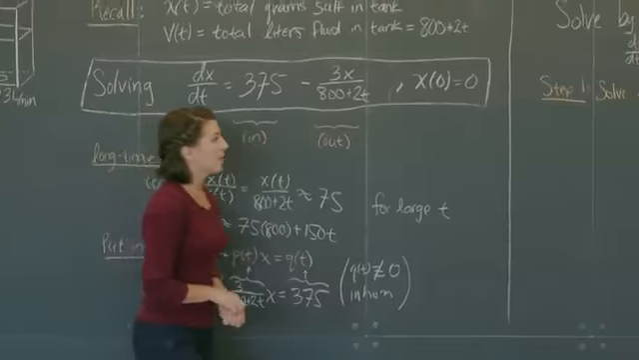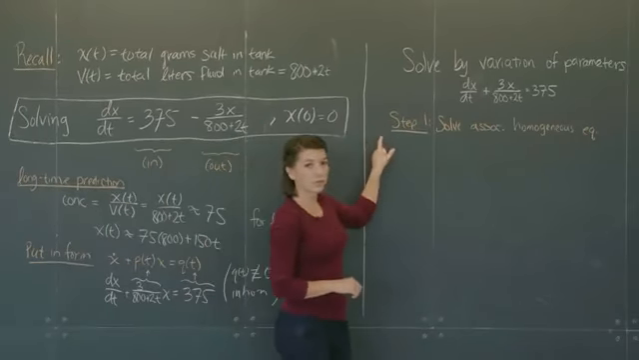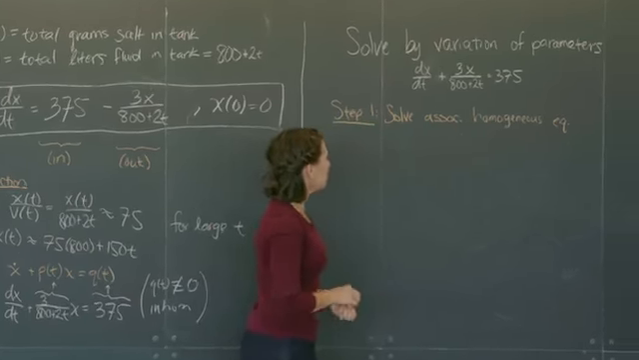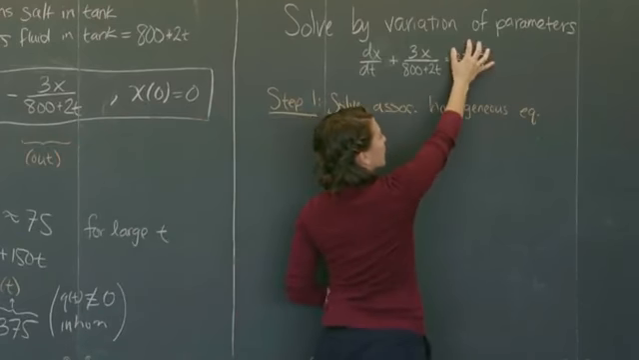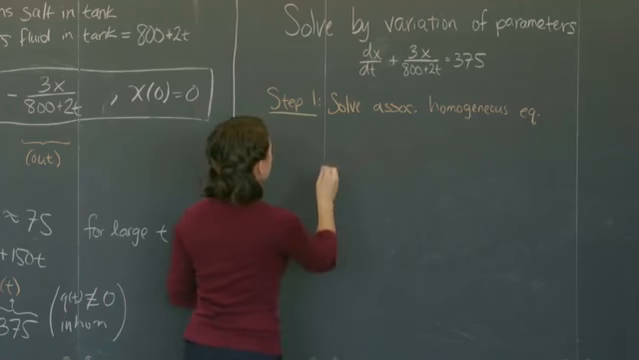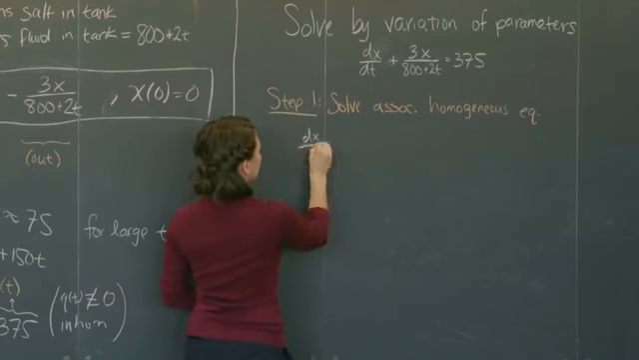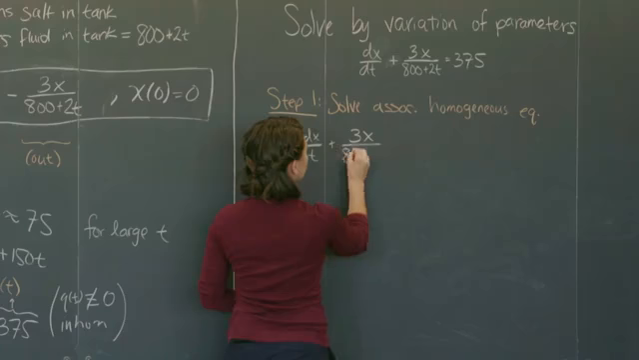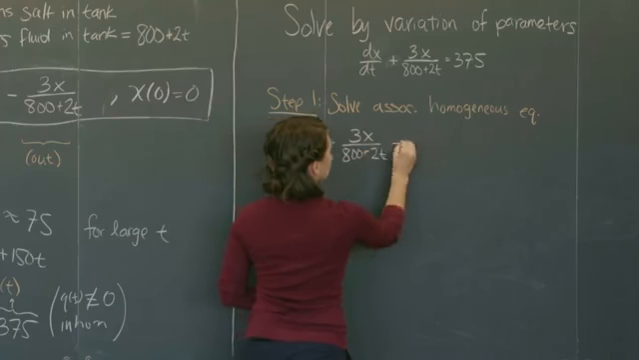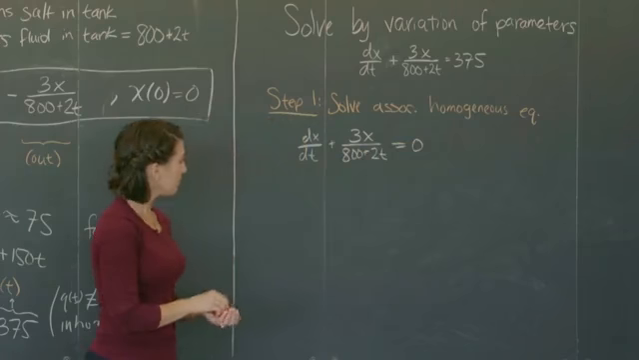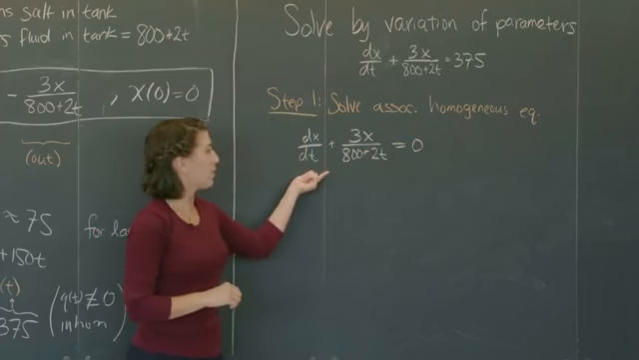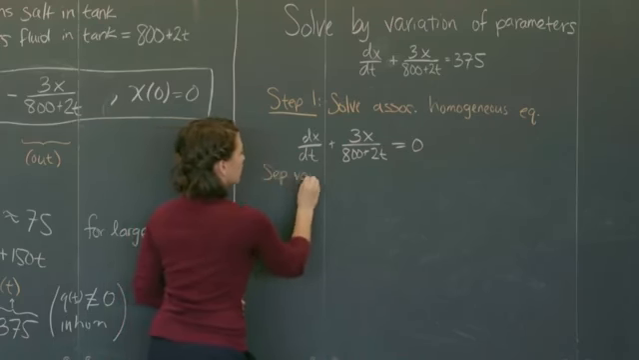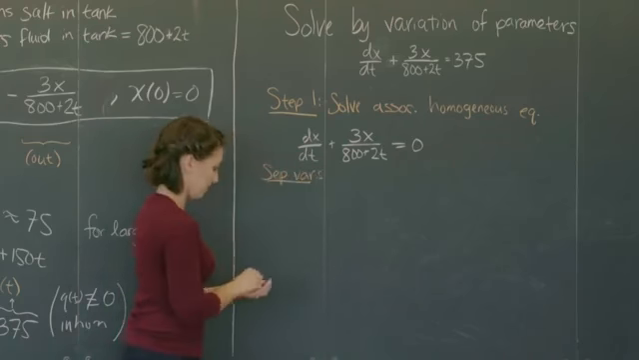So let's start with that method, and there are 4 steps. We'll start with step 1, which is to solve the associated homogeneous equation. This is simply solving the equation where the right-hand side is equal to 0. So that amounts to solving dx dt plus 3x over 800 plus 2t equals 0. This is a linear homogeneous equation, which means that it's separable. So we're going to use separation of variables.